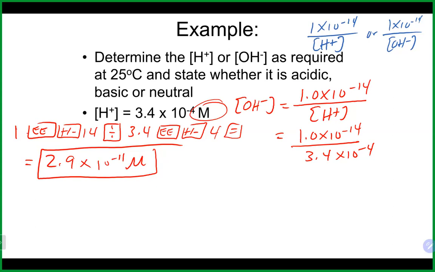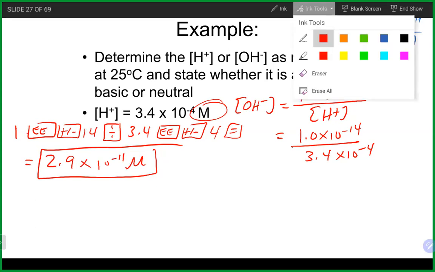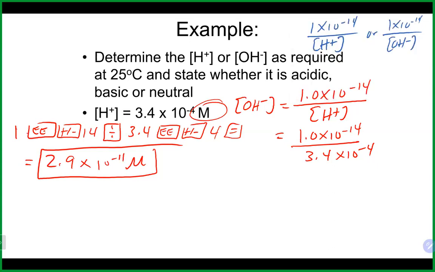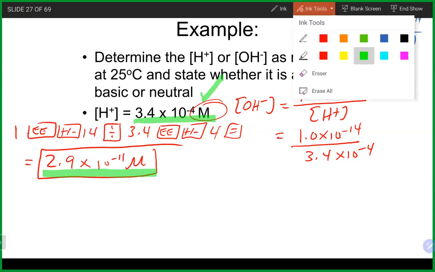So to determine whether or not it's acidic, basic, or neutral, you want to compare the two concentrations. We want to take the OH minus concentration and compare it to the H plus concentration. Which one's larger here? The H plus or the OH minus? It is the H plus concentration that is larger in this case, and it would be acidic.